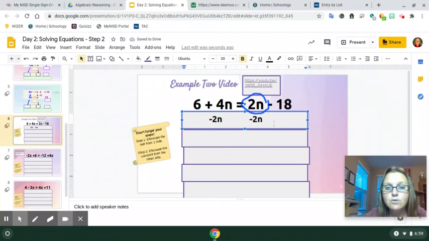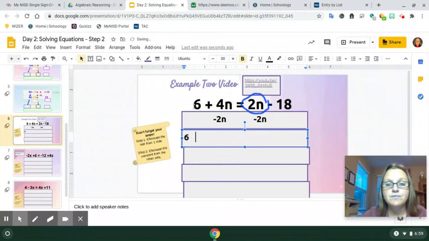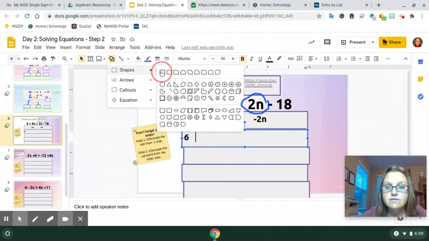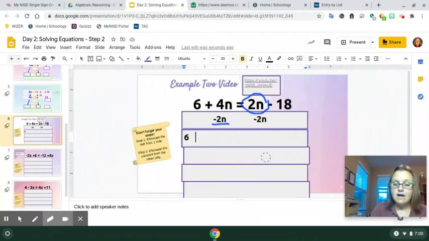Okay, so now since my n's are lined up, I know what I'm subtracting from. I know that this 6 is my constant and nothing is happening to that. So I'm just going to move it down. But now I have a math problem, okay? My math problem is 4n minus 2n. 4n minus 2n equals what? 2n, positive 2n. So let me type that instead of writing it like that so that it's neater. Positive 2n.